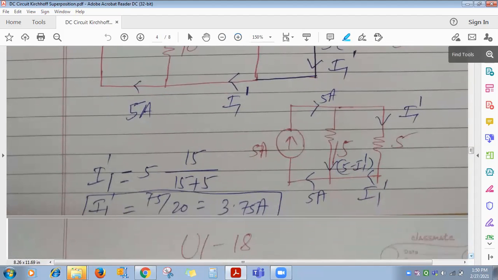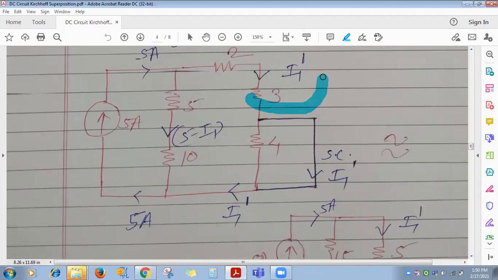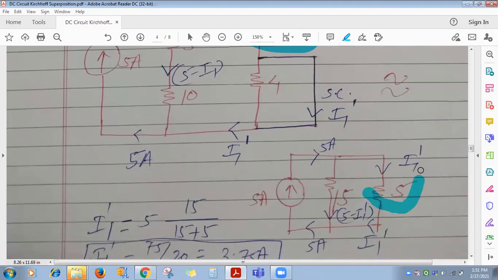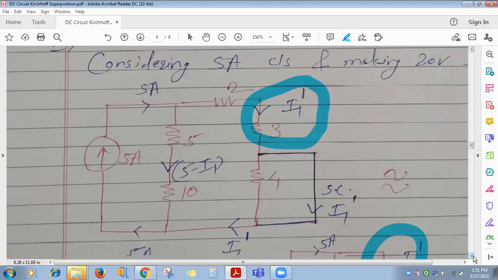Now which current do we want? We want the current flowing through 3 ohm. Which current is flowing through 3 ohm? Load current, I1 dash. In this circuit, on screen, I have denoted it as I1 dash. So we wanted to find I1 dash. The same current will flow through 5 ohm in this circuit. In the second circuit, the current flowing through 5 ohm, I1 dash, is the same as the current flowing through 3 ohm in the earlier circuit, right?